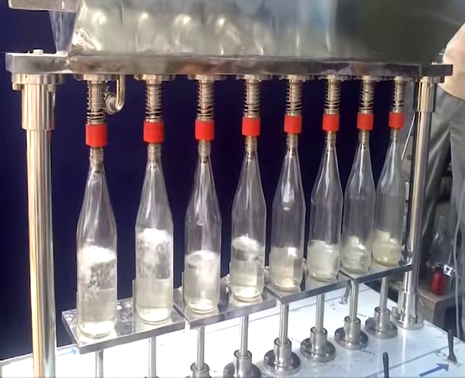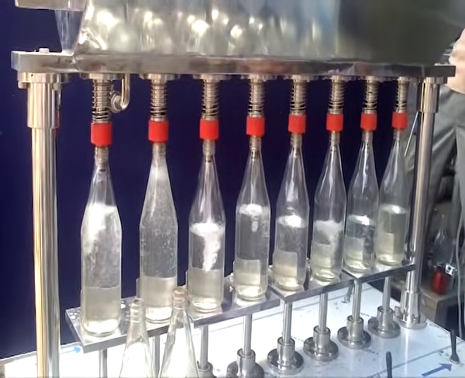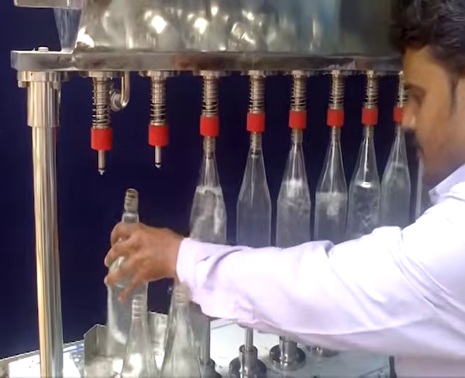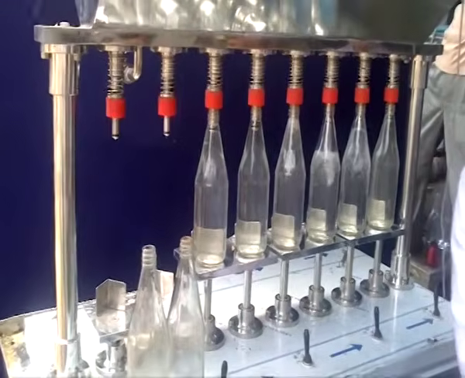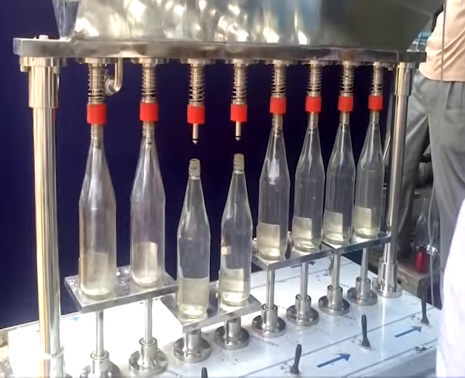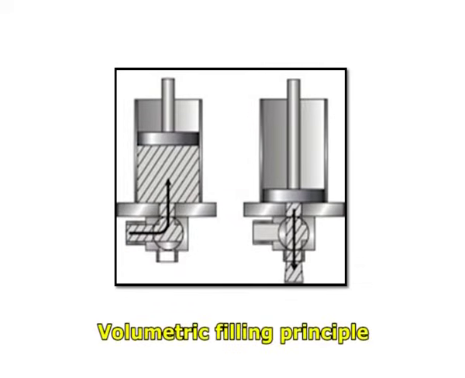The fill amount is measured by the stroke of the piston. The fill accuracy is controlled by the close tolerances to which the pistons and cylinders are manufactured. Major changes in fill amount usually necessitate changing the piston and cylinder assembly. Figure 3 shows volumetric filling principle.